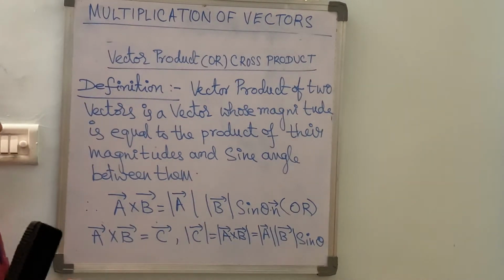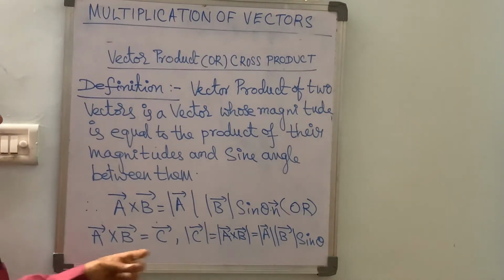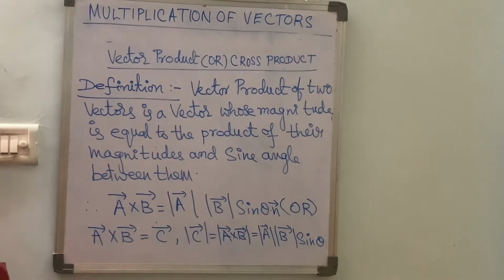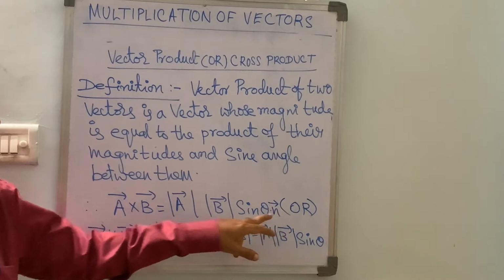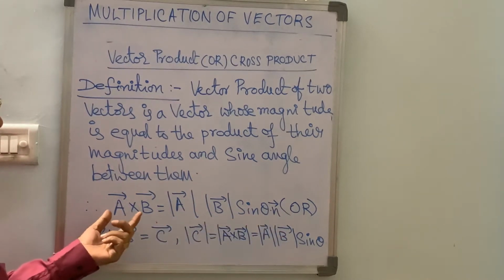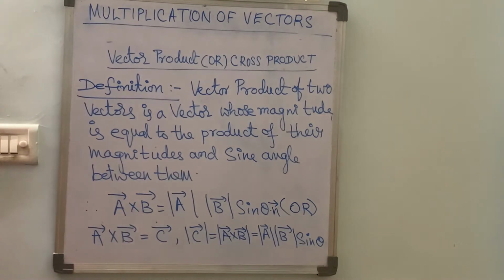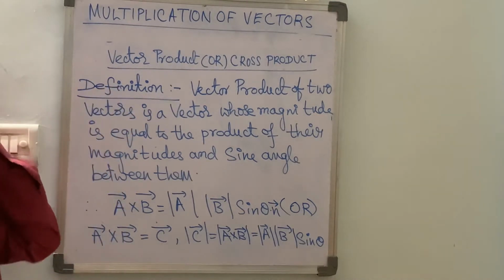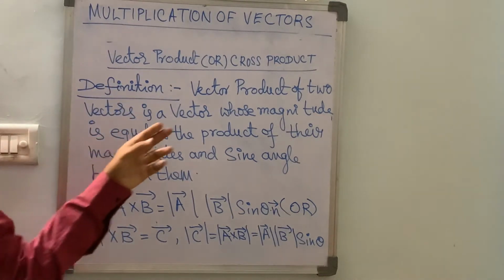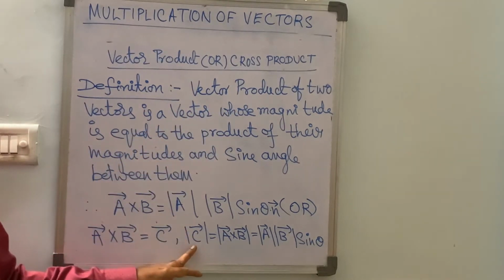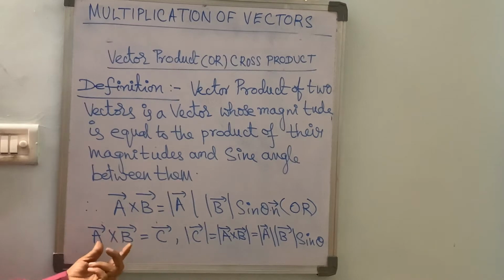Consider two vectors a bar and b bar. Let the angle between them be theta, and n bar is a unit vector in the plane which is perpendicular to both a bar and b bar. Now the vector product gives another vector c bar whose direction is perpendicular to both a bar and b bar.